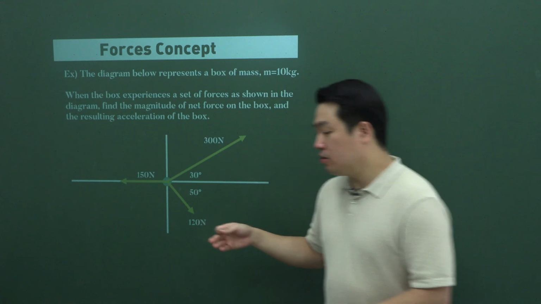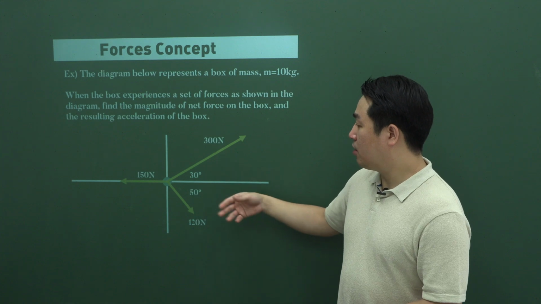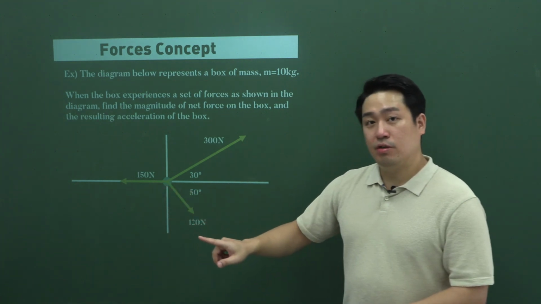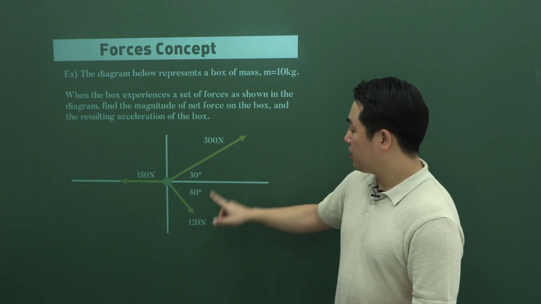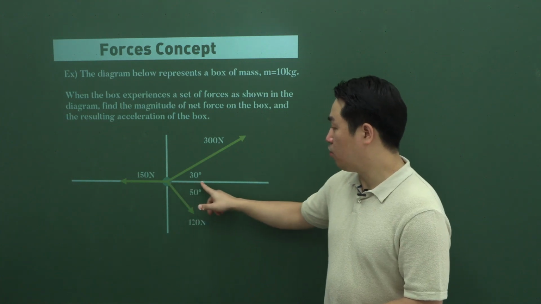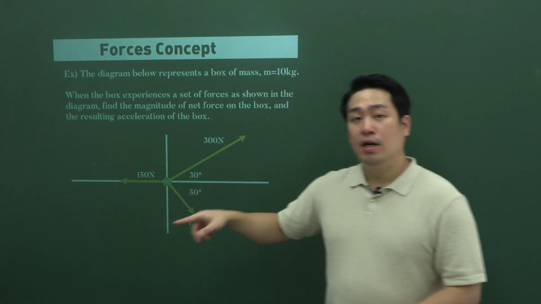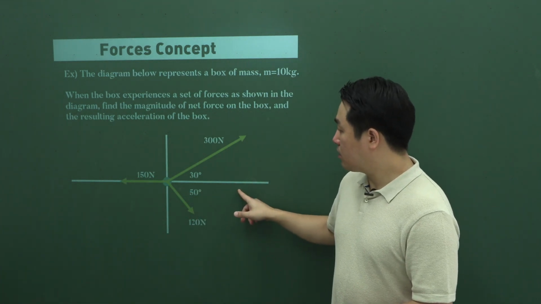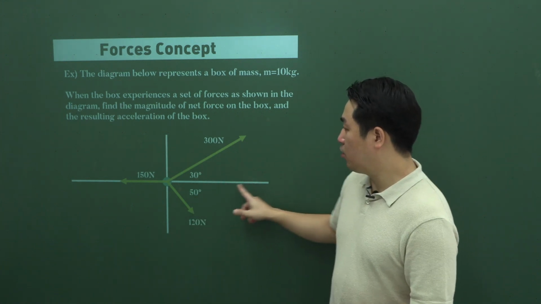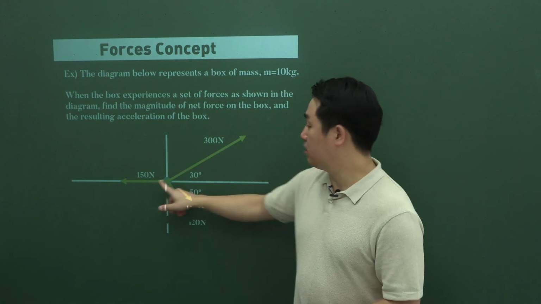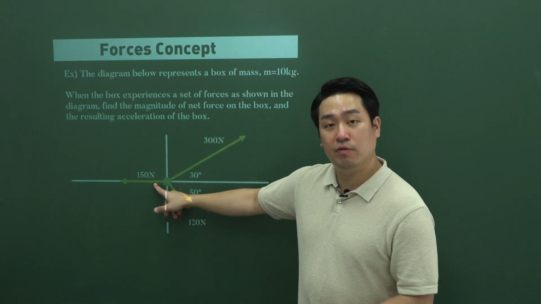Now, before we delve into numerical calculations, let's try to estimate the resulting acceleration of the box. The 300 newton force is directed to the right and upward, and the 120 newton force is directed to the right and downward. And the 150 newton force is directed to the left. Let's try to see what's going to happen to the box. Well, it seems like two of the forces are pulling to the right, and that effect is going to be greater than the effect of the leftward force, because 300 and 120, those effects combined together will probably be something greater than 150.